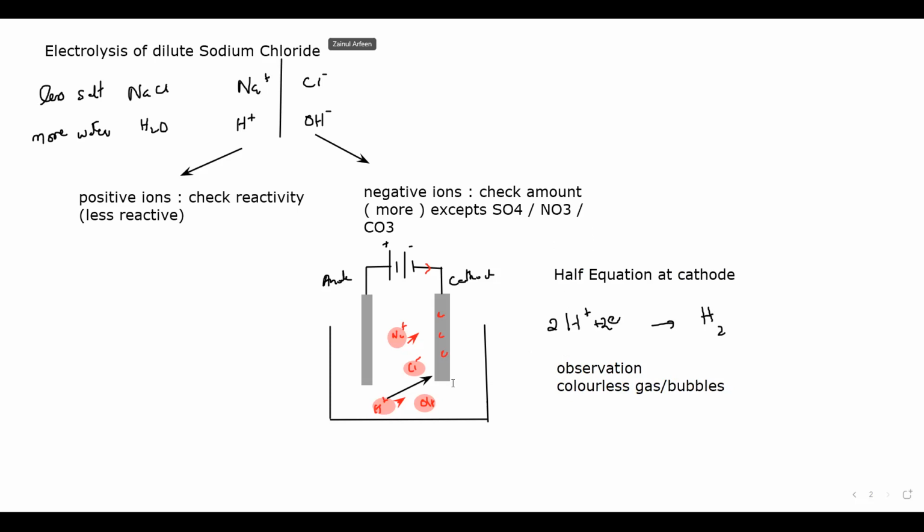For negative ion, we check the amount. So which ion is more in the solution? Is it chloride or hydroxide? Which ion is more in the solution? So it is hydroxide ion or OH ion. Both ions are attracted, even chloride is attracted, OH is also attracted, but the ion which is more is able to discharge, so OH ion is able to discharge.